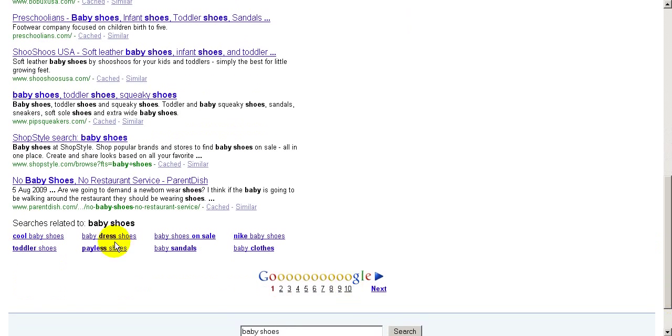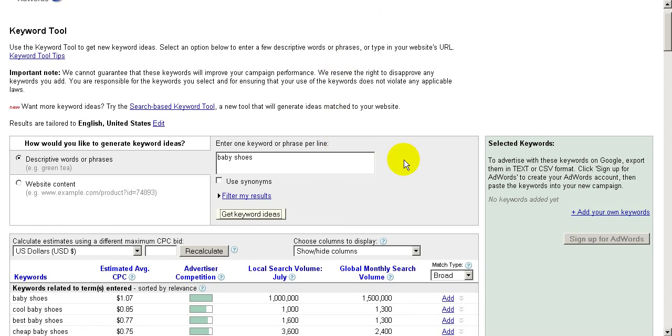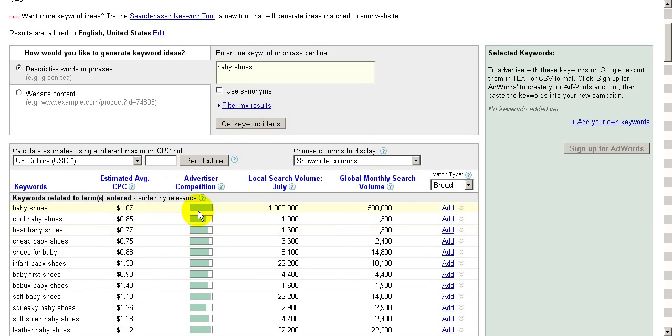Scroll down, there are also some related searches. I'll come back to this later. And on the right side, we also see some ads. Now, I'm in Malaysia, so the ads might not be current. So the best way to do it is to use Google AdWords tools and see what we can get. When it comes to the keyword baby shoes, there is a 1 million search volume in America, and actually a global search volume on average of 1.5 million.